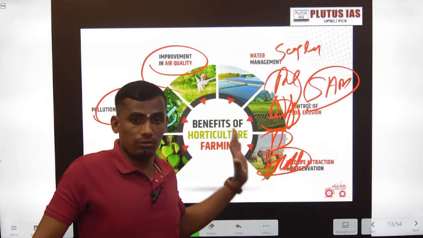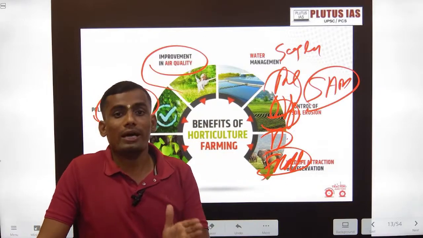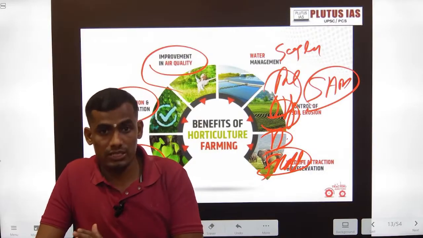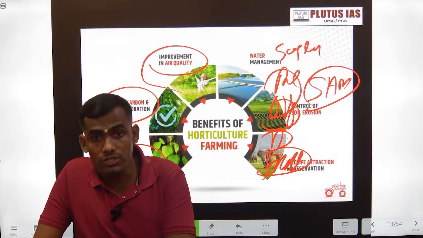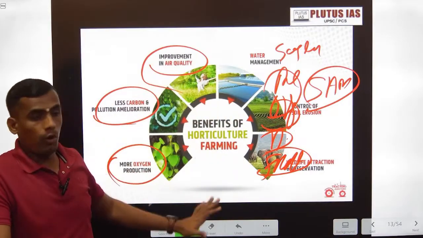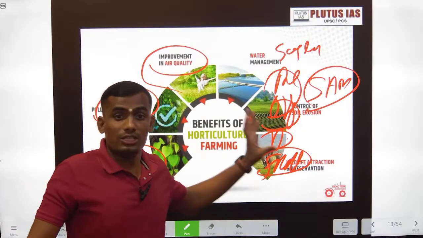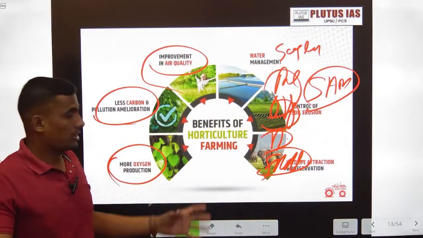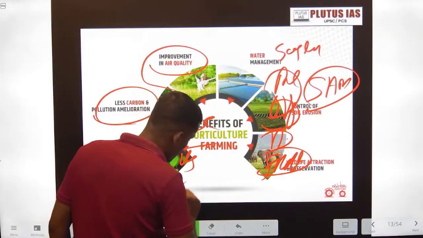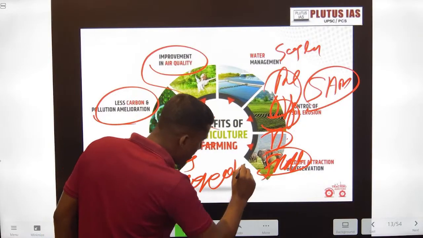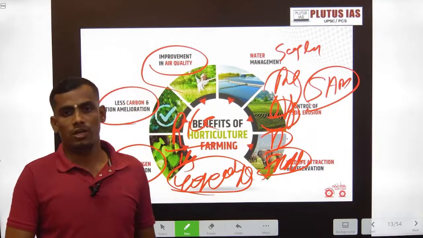I'm taking this as distinct points because UPSC has asked questions on what the sustainable farming practices are, what precision farming is, and what an integrated farm management system is. So this becomes important: what exactly are the ecological benefits of horticulture, then soil conservation, water conservation. If you compare rice versus vegetables, there is a tremendous amount of less water consumption by vegetables compared to rice. Tremendous amount.